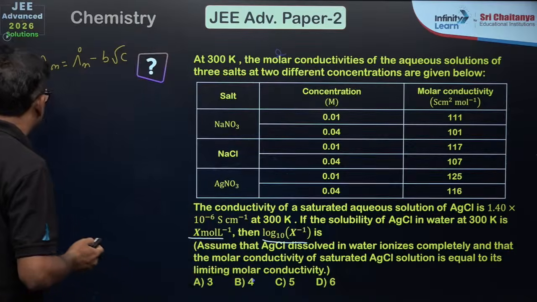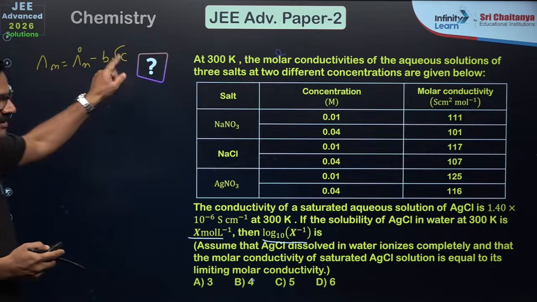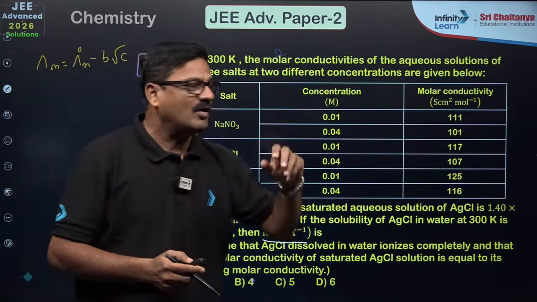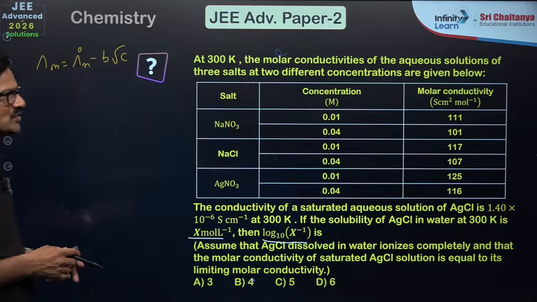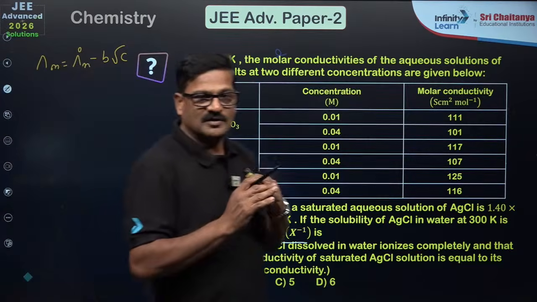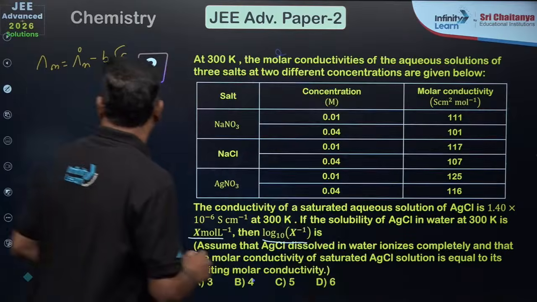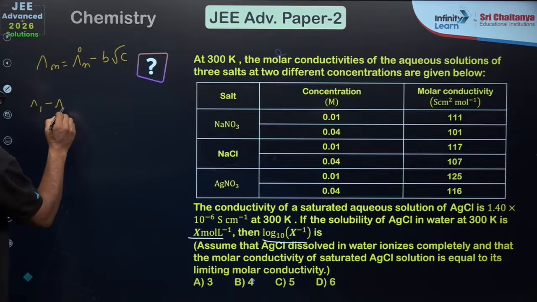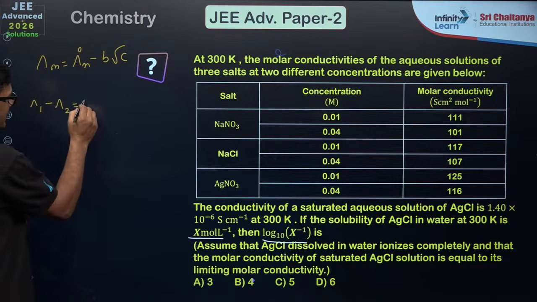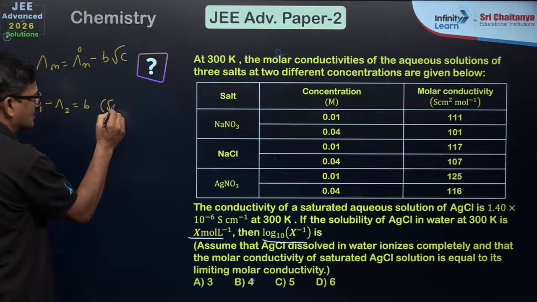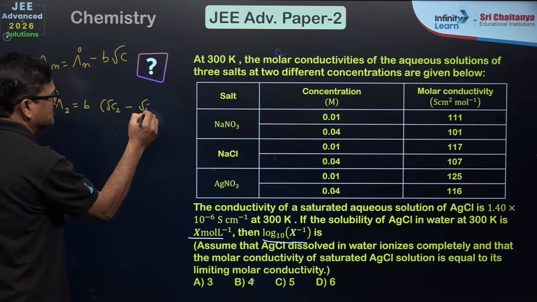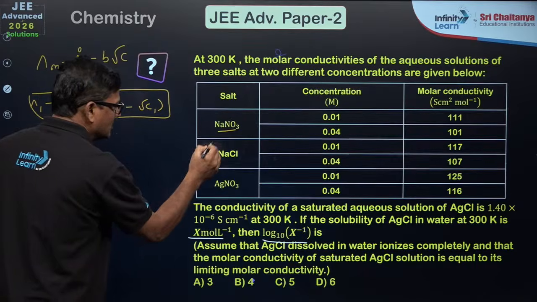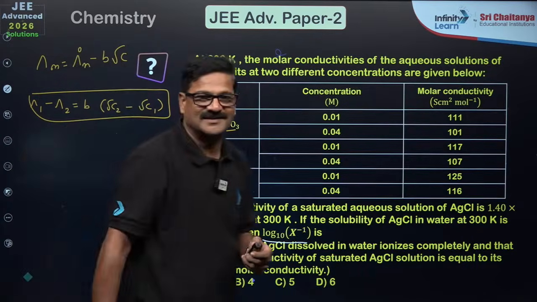Molar conductance at a given concentration equals limiting molar conductance minus B root C. You can calculate this for all these 3 electrolytes. So if you do this for all 3 electrolytes, you can write: limiting molar conductance of this one minus limiting molar conductance of this, B root C2 minus C1. You can write this and apply it for NaNO3, NaCl and AgNO3.